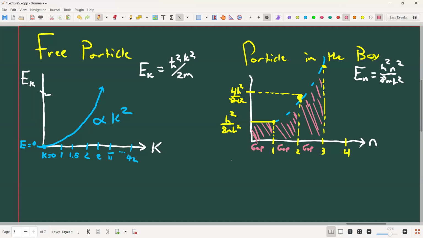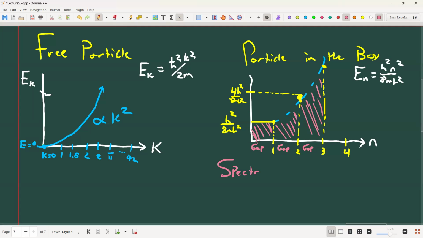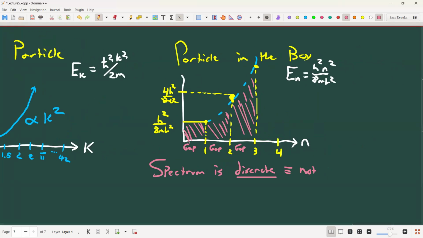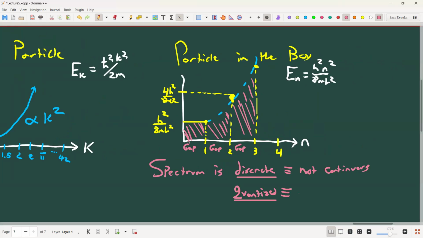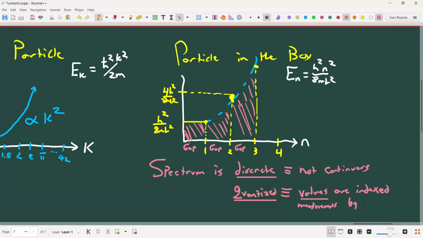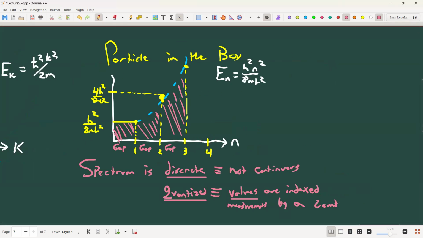So what we say is that the spectrum here is discrete. That's the opposite of continuous, which means it is not continuous. And it's quantized, which means that the values, which are in this case energies or measurements, are indexed by a countable number or an integer.